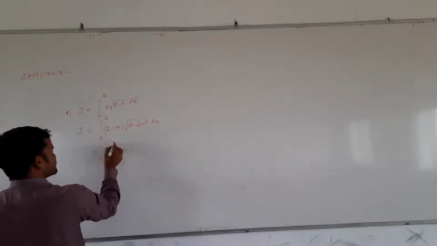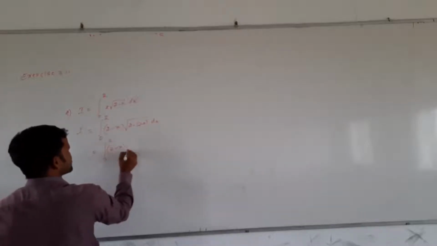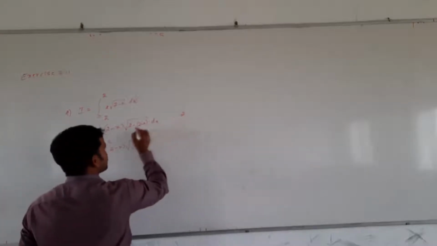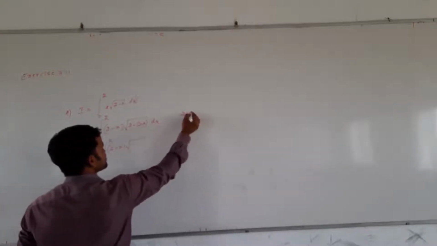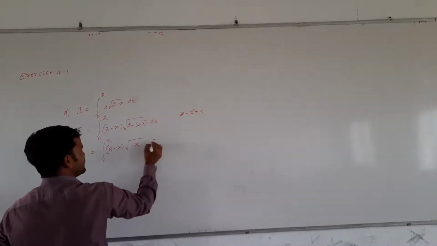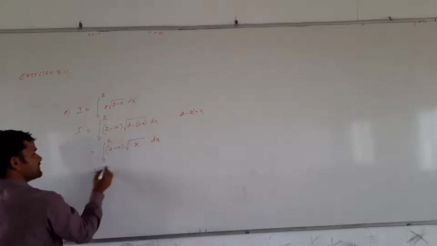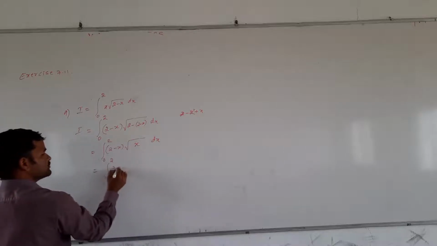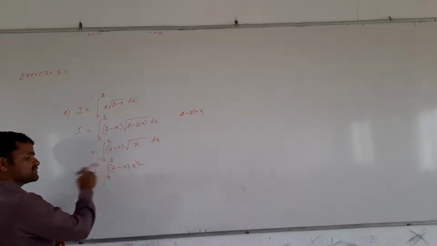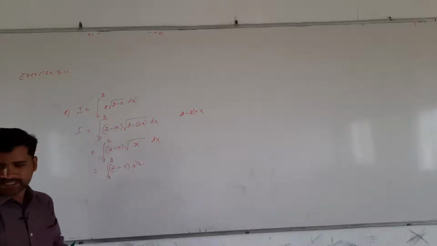This is integrating from 0 to 2, 2 minus x into square root of, this becomes 2 minus 2 plus x, the 2 gets cancelled out, we are left with root x. So 0 to 2, 2 minus x into root x, you write it as x raised to 1 by 2. You multiply x raised to 1 by 2 with these two terms, then you simplify.